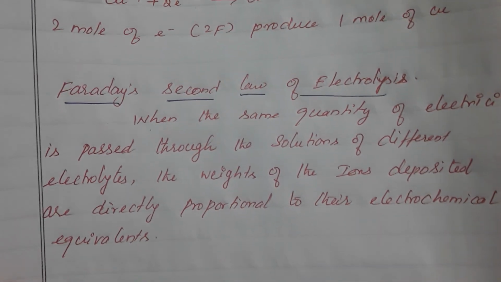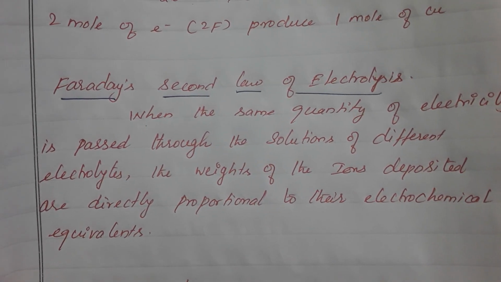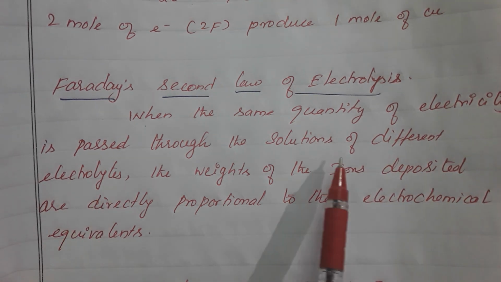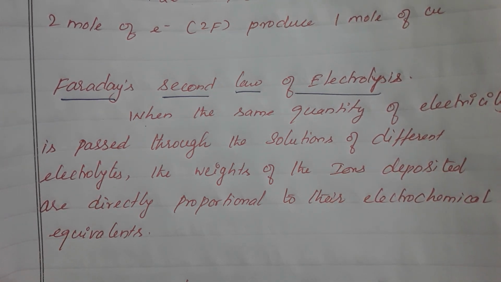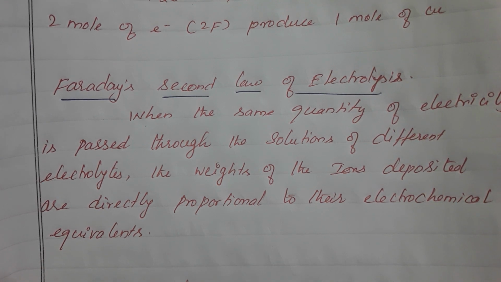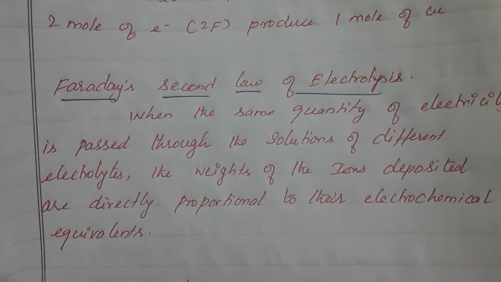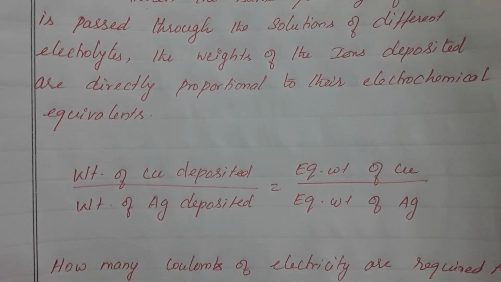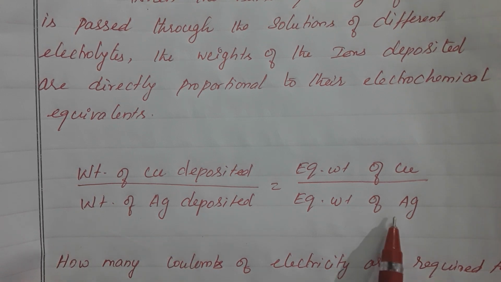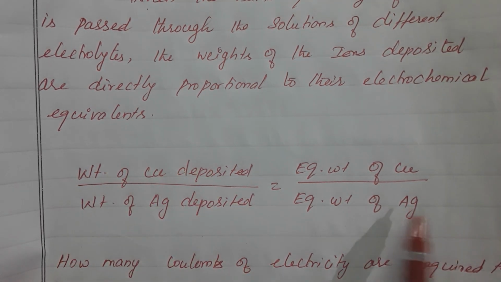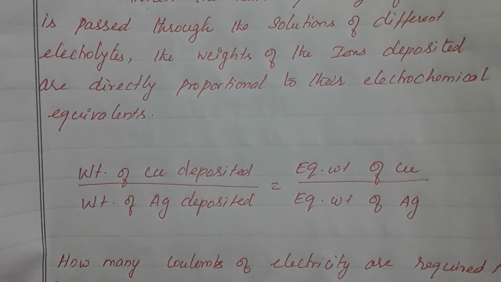Then the second law of electrolysis. When the same quantity of electricity is passed through solutions of different electrolytes, here I am taking copper and silver as two electrolytes, passing the same amount of current, the weights of the ions deposited are directly proportional to their equivalent weights. For copper, the deposit is proportional to the equivalent weight of copper, and for silver, to the equivalent weight of silver. So this is the second law of electrolysis.